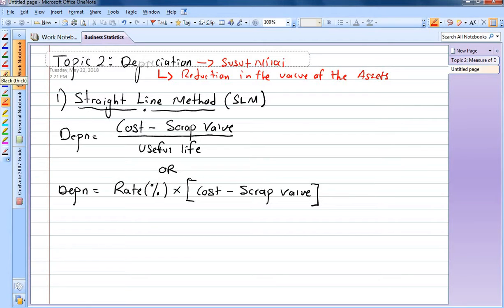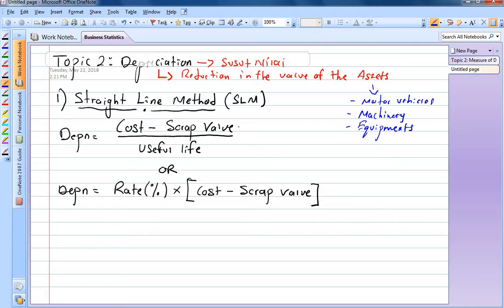So the assets that we are talking about here are, for example, motor vehicles, okay, and then machineries, equipments, and so on. Okay, so that's the thing here.